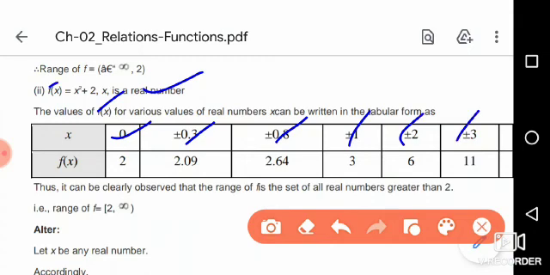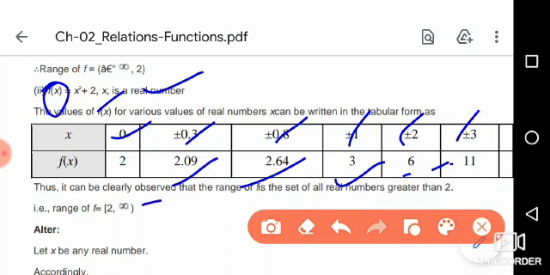We get the corresponding values of f of x by replacing x. If I replace x as 0, 0 square is 0, 0 plus 2 is 2. And if I replace x as 0.3, we get 2.09. For x equal to 0.8, we get 2.64. And for x equal to plus or minus 1, we get f of x as 3, and so on.